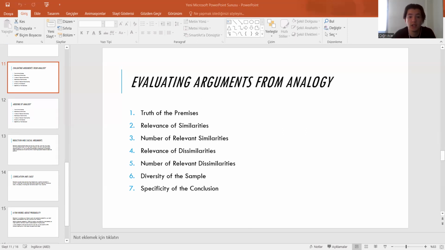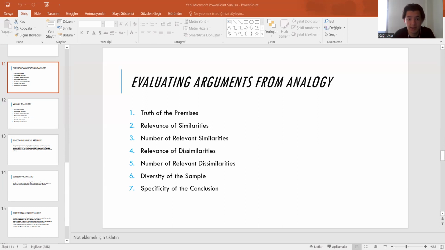Third one is number of relevant similarities. The more relevant similarities, the stronger the argument. Fourth, relevance of dissimilarities. Consider whether any dissimilarities are relevant to the conclusion. Some differences may weaken the argument. The fifth, number of relevant dissimilarities. The more relevant dissimilarities, the weaker the argument.